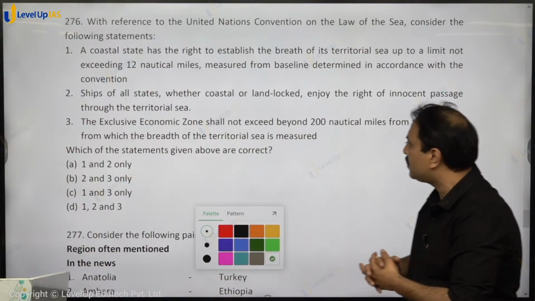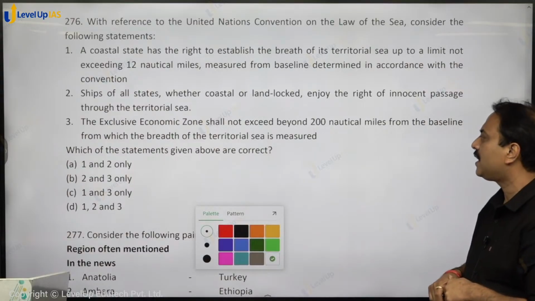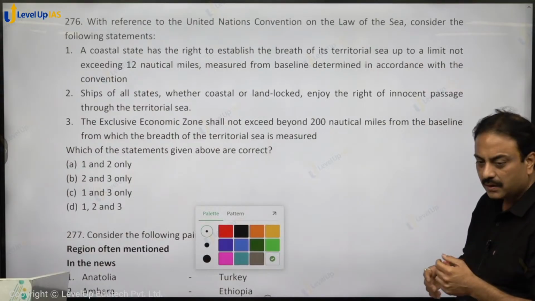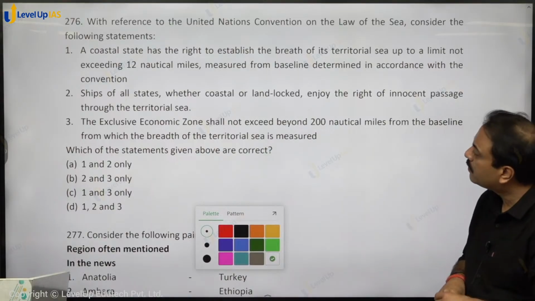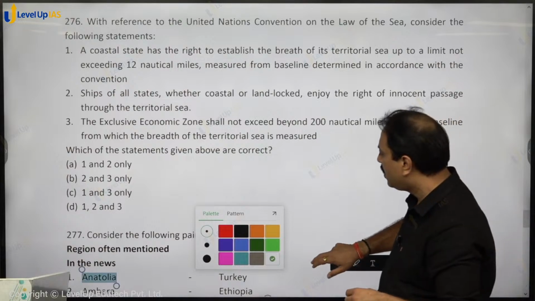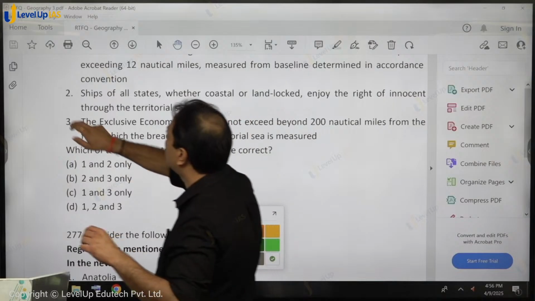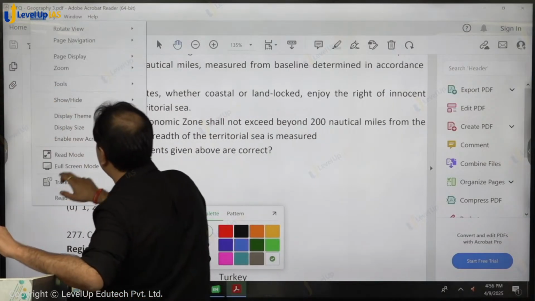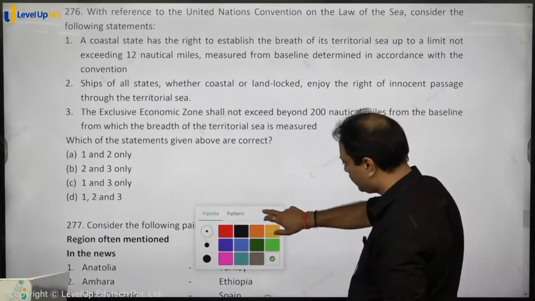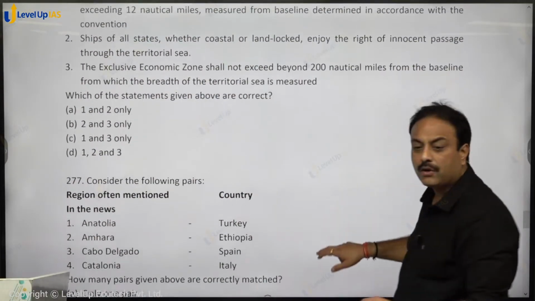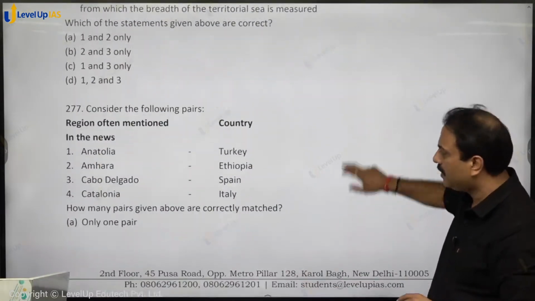The exclusive economic zone shall not extend beyond 200 nautical miles from the baseline from which the breadth of the territorial sea is measured. From the same baseline, up to 200 nautical miles the exclusive economic zone will remain. So 1, 2 and 3, all three statements hold. Clear on that? So 1, 2 and 3, option D for dog, shall be the right answer.